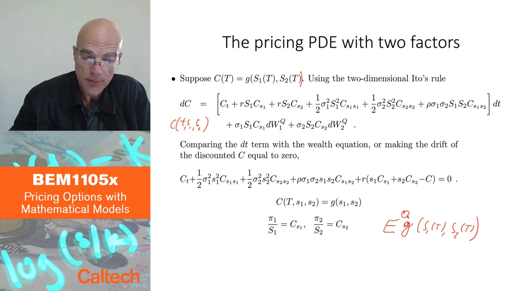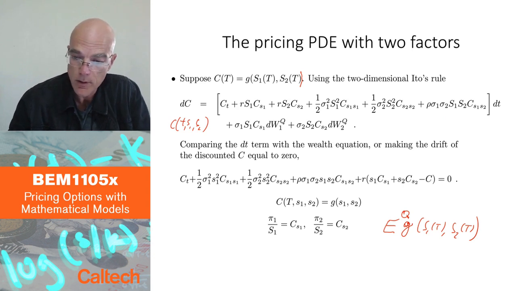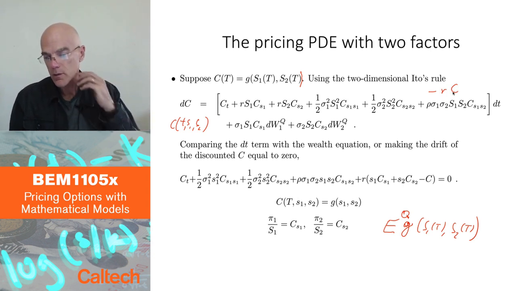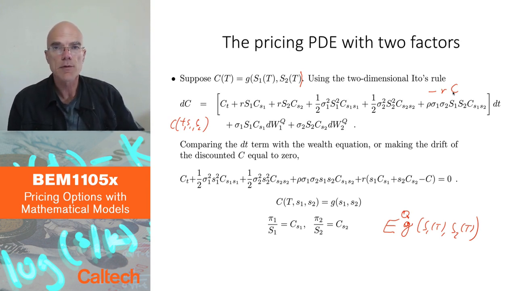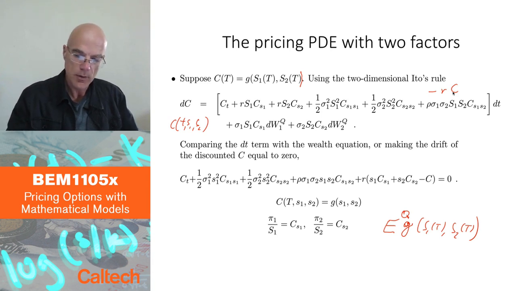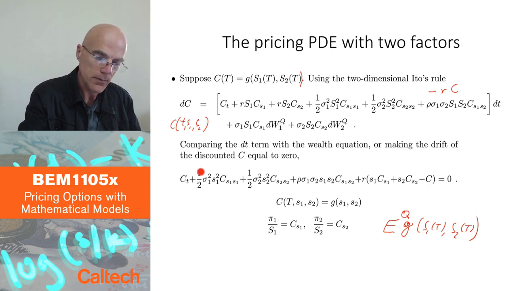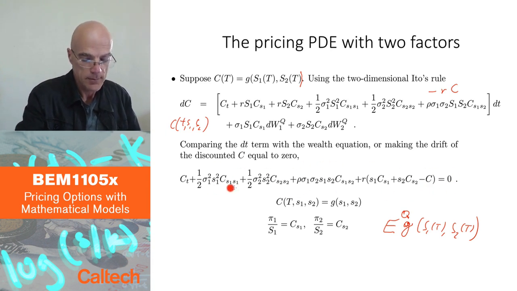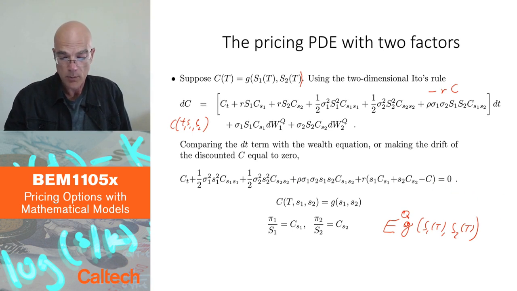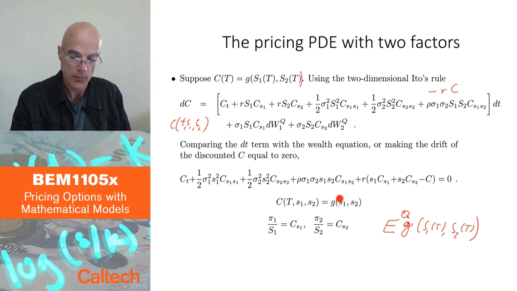Fine. And then if you discount, what will happen? You will get another minus rC term here, and then you want that to be equal to 0. You want it to be a martingale, therefore the dt term should be equal to 0. So if you put that equal to 0, you get this partial differential equation down here. Okay? Fine. What is the boundary condition? The boundary condition is at maturity, the payoff is the function g of S1 and S2 at that point, so it has to be equal for any S1 and S2 positive.